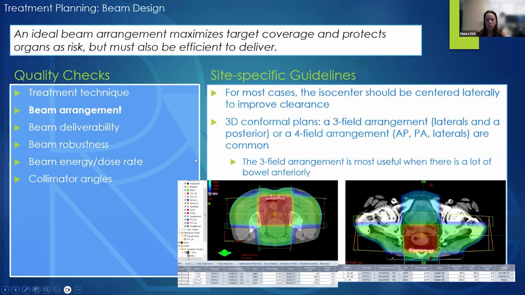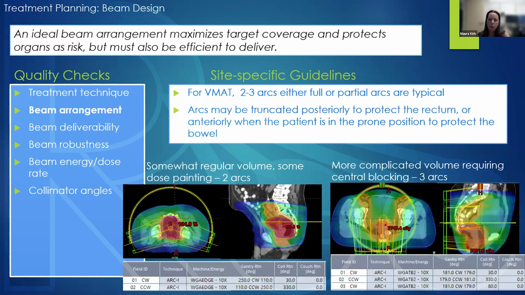For the beam arrangement, for most cases in the pelvis, we're going to have a centered isocenter to improve clearance. For 3D conformal plans, especially for the rectum, what's typical is a 3-field arrangement with laterals and a posterior beam, and you may see a 4-field beam arrangement with a PPA and laterals. The 3D field arrangement can be most useful when you're trying to spare bowel anterior. For VMAT, 2 to 3 arcs that may be either full or partial arcs are typical. The arcs may be truncated posteriorly to protect the rectum or anteriorly when the patient is in the prone position to protect the bowel.